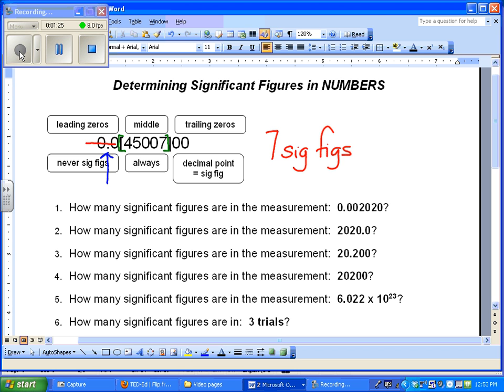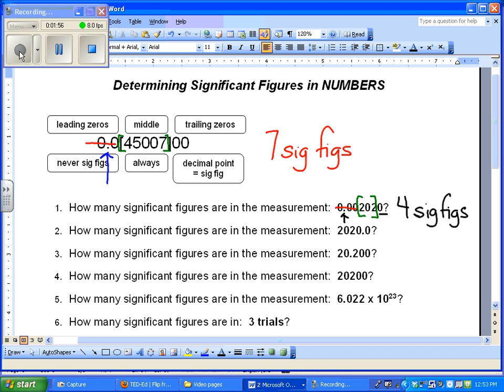So let's try some problems. Let's try this first one. I'm first going to bracket all the numbers that are not 0. The leading zeros never count. The middle ones will count. Because there's a decimal point in this number, we will count the trailing zero. So in this instance, we have 4 significant figures.